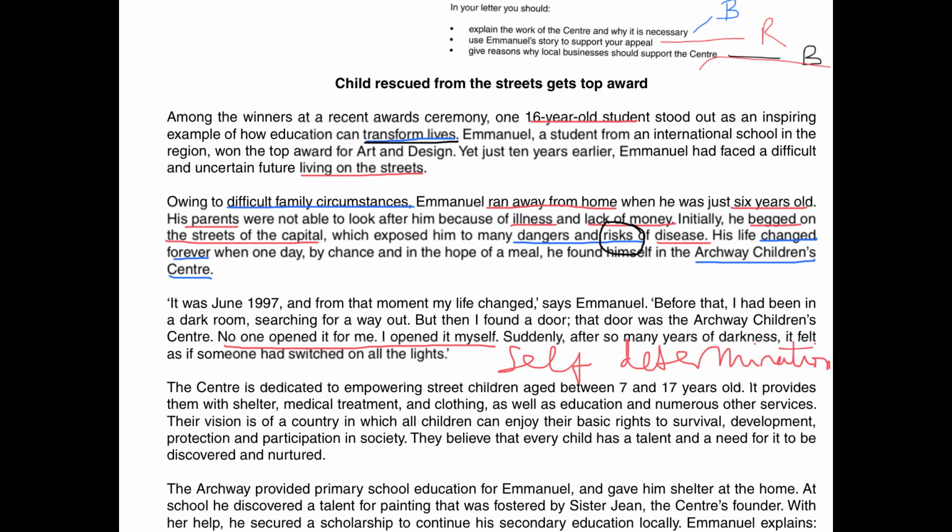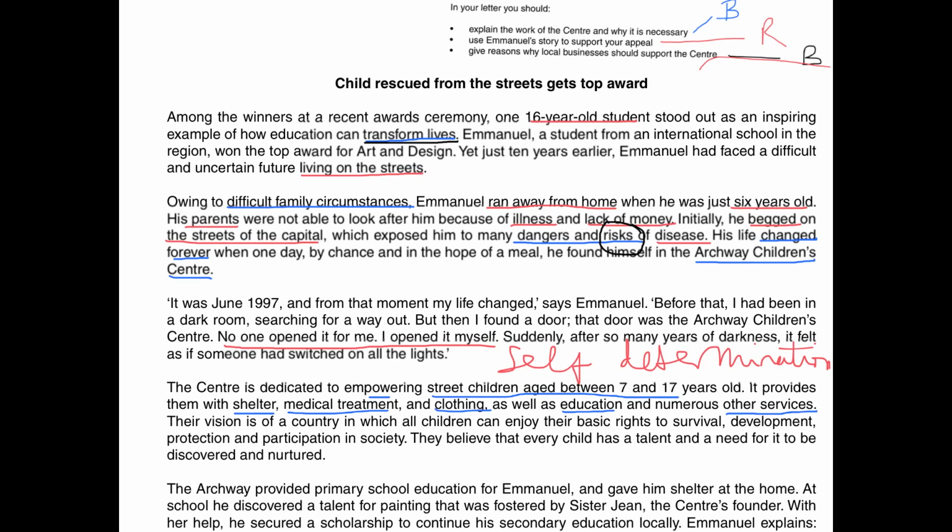Well, I know immediately that that's all about one thing. It's nothing to do with his story. It's going to give me a lot about the work of the centre. So let's go blue. And so it empowers street children, and they are aged 7 to 17. It gives them shelter, medical treatment, clothing, education, and other services.